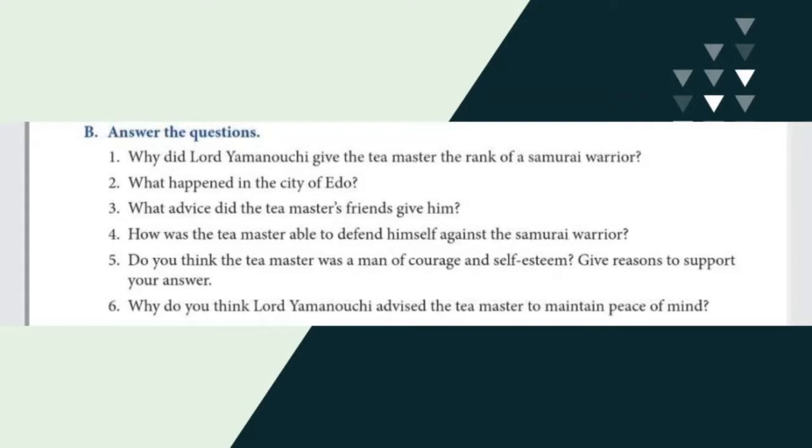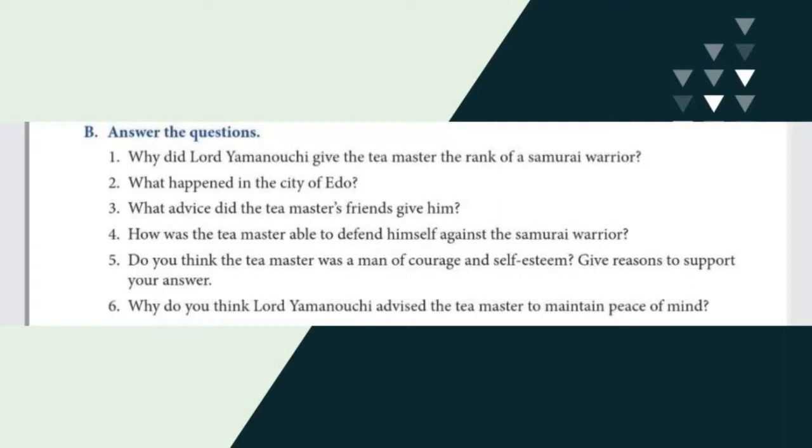I want to fight. I want to face the problem. I want to fight like a warrior. He said like that. So that's why what he did, he went to the emperor's court and asked help to the Lord Yamanouchi to teach him how to fight.